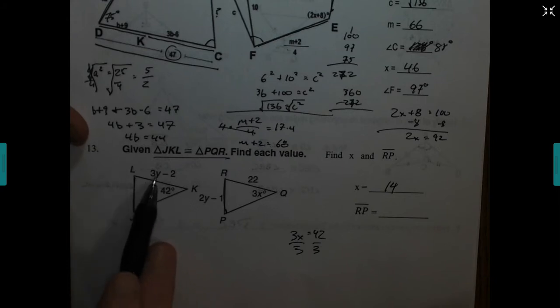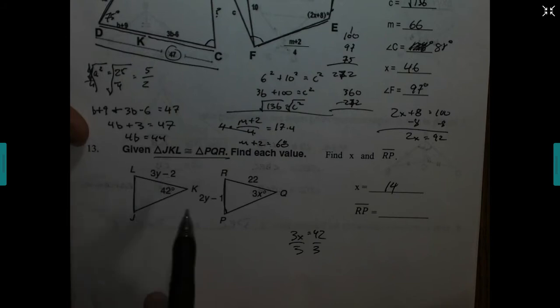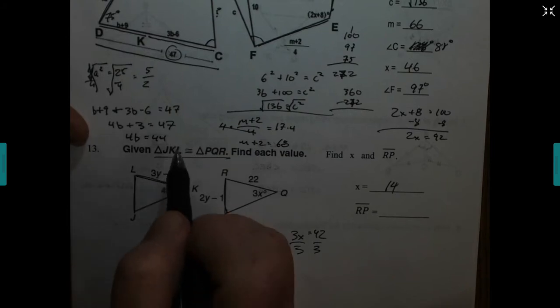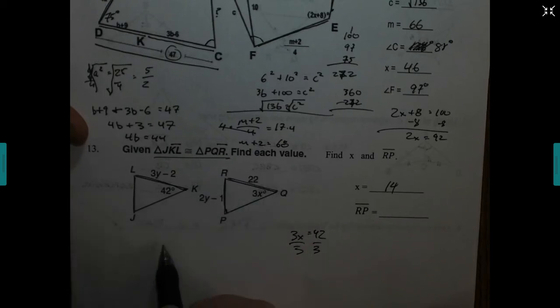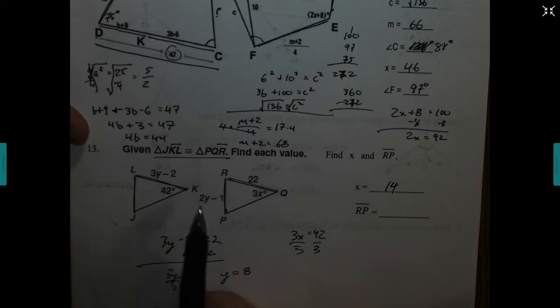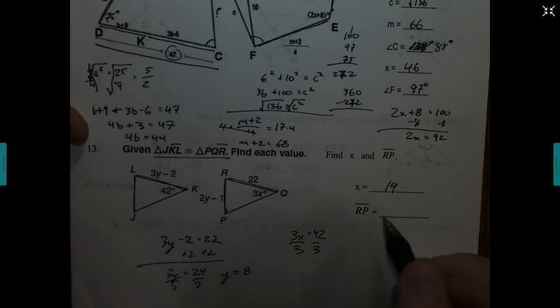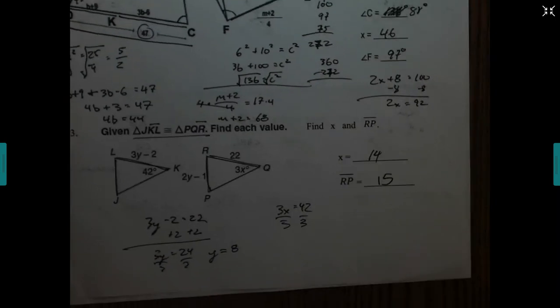y exists somewhere else. Well, 3y minus 2 is side LK. I know LK has got to be the same as RQ, which is here. So I go 3y minus 2 equals 22. If I add 2 to both sides, I get 3y equals 24, divided by 3, y is going to be 8. So if I want to find RP, I've got to plug 8 in there. So 2 times 8 is 16, minus 1, 15.